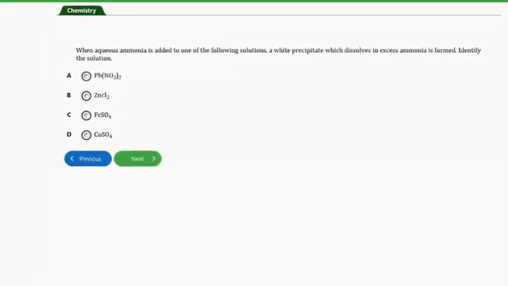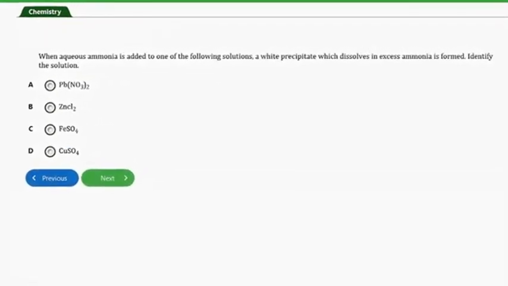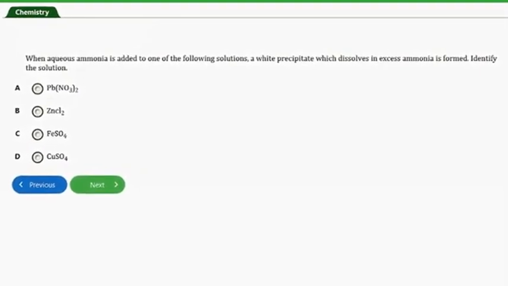Let's consider the next question. That's question number 3. It says, when aqueous ammonia is added to one of the following solutions, a white precipitate which dissolves in excess ammonia is formed. Identify the solution. A, lead trioxonitrate 5, B, zinc chloride, C, iron 2 tetraoxosulfate 6, and D, copper sulfate. So guys, the answer to this question is option B, and that's zinc chloride.